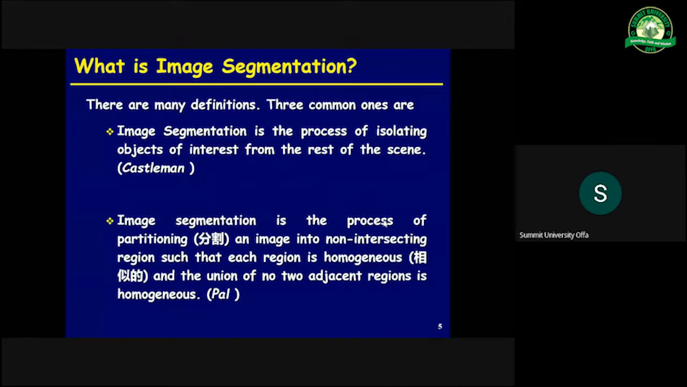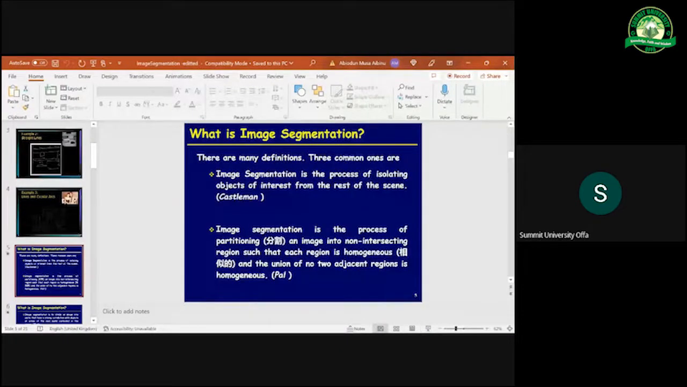If I were to ask you to discuss segmentation in layman's terms, what do you think segmentation is all about? I'm waiting for your feedback. What do you think segmentation is all about? I hope you have been seeing my slide before now. Yes, sir. Okay, what do you think segmentation is all about? You can raise your hand or you can type it.